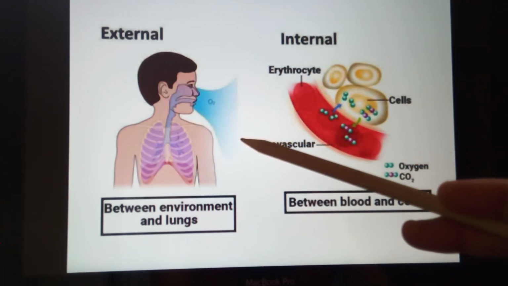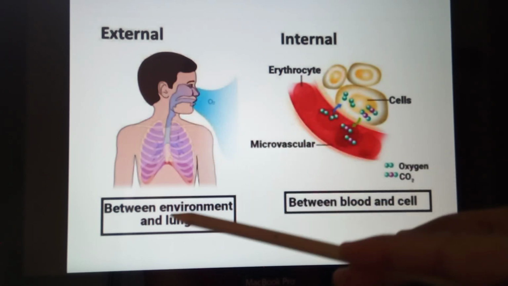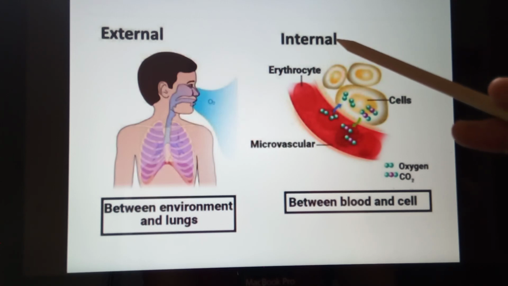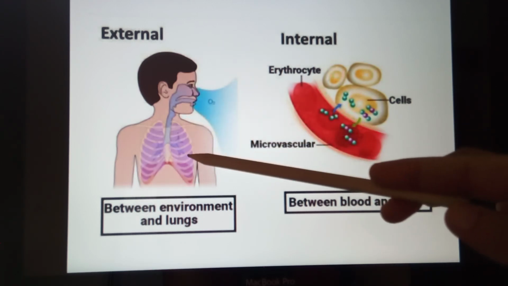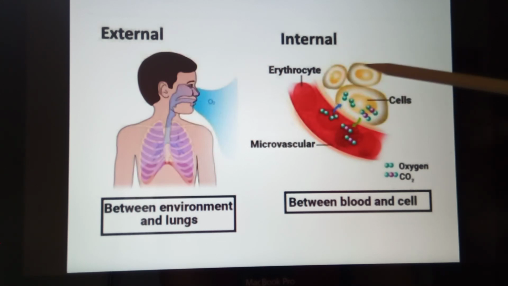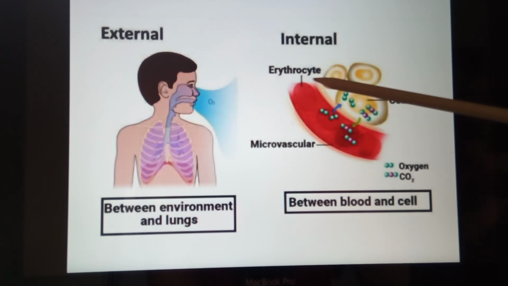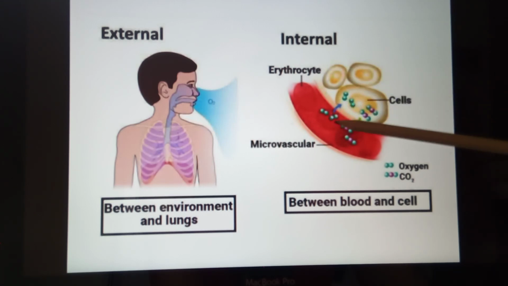In external respiration, oxygen and carbon dioxide are exchanged between the atmosphere and the lungs. That is external respiration. And the second one is internal respiration. This is done between blood and the cell. In the lungs, many millions of alveoli are present. This is the alveoli, this is a cell which has oxygen, and this is the blood capillaries, this is the microvasculature and erythrocytes, meaning RBCs. So this oxygen is exchanged between the cell and blood, and this exchange is done in internal respiration.